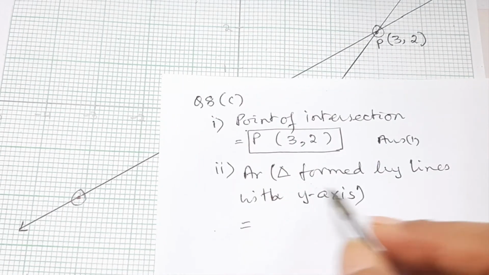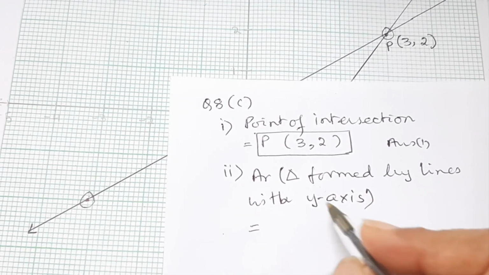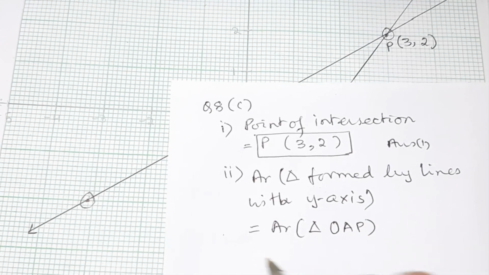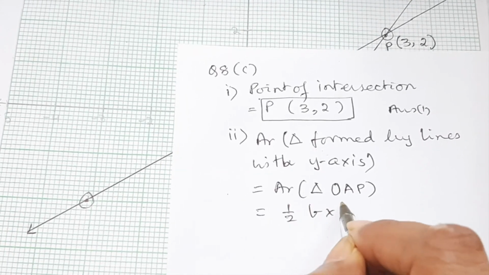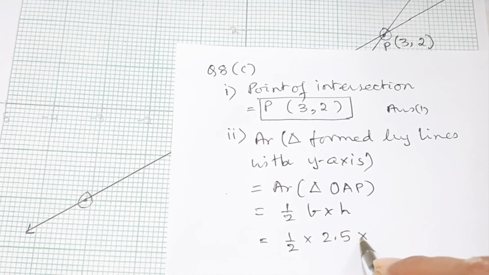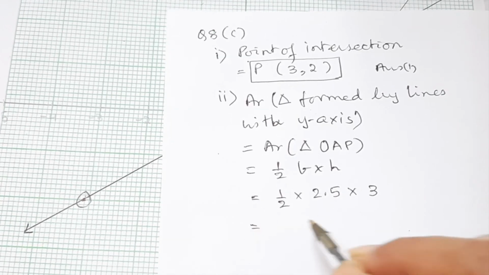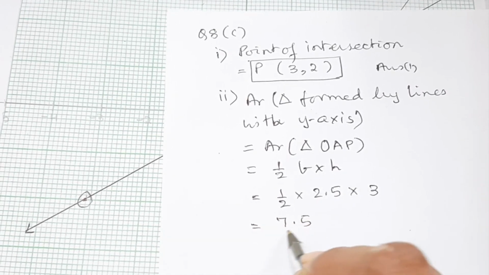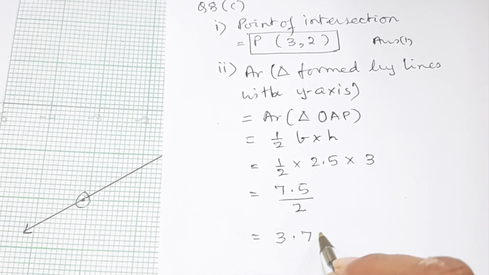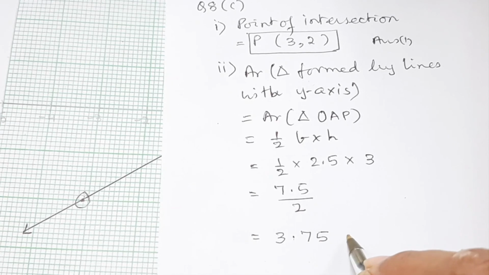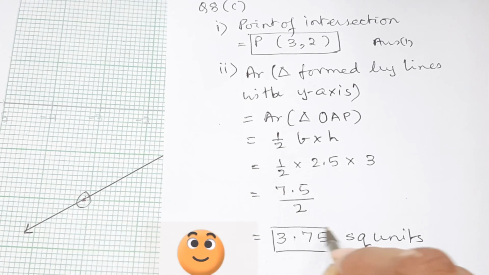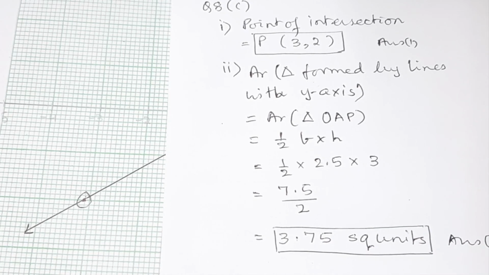So we will write, area of triangle formed by the lines with the y-axis is the area of triangle OAP, which will be half base into height. Now base is 2.5 units and the height is 3 units. So that gives us 7.5 upon 2, which is equal to 3.75 square units. And this is our answer 2. Okay, so we understood this.